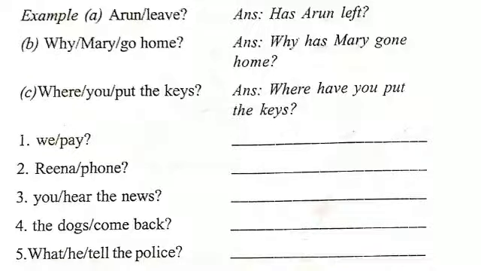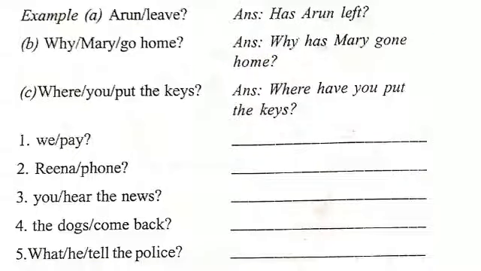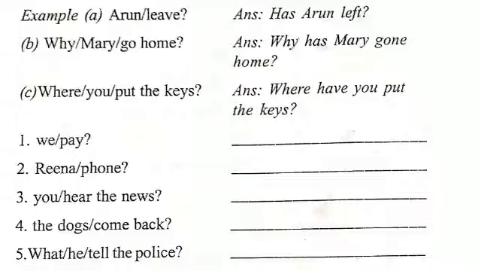Example A, Arun dash. How will be the positive statement here? Arun has left. How Arun has left becomes a question? Has Arun left? Why dash Mary go home? Here, Mary go home must be changed into a positive present perfect tense. Mary has gone home. Then this should be changed into a WH question. Why has Mary gone home?